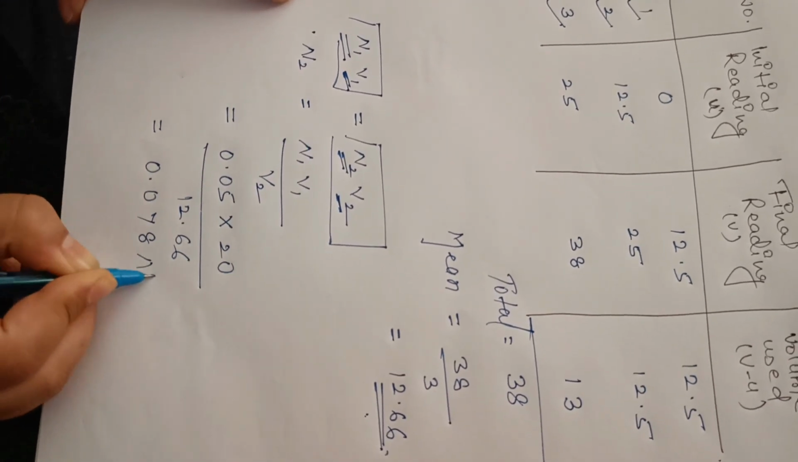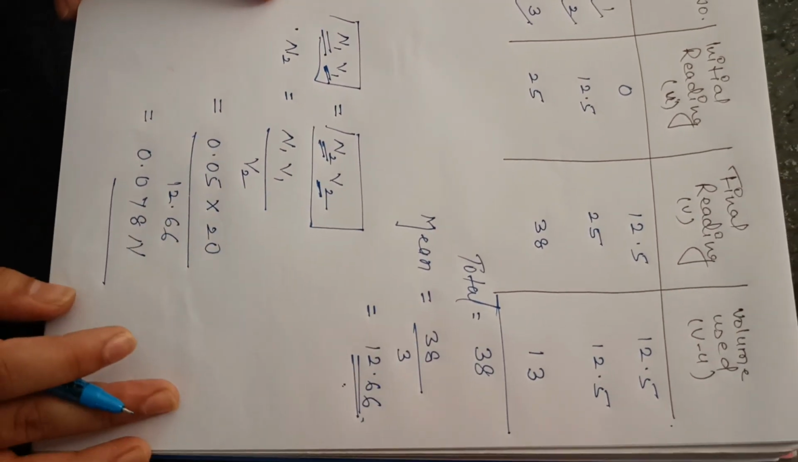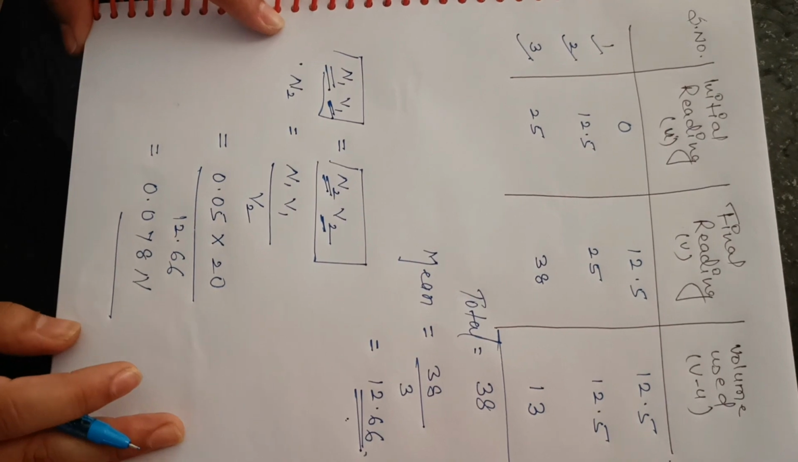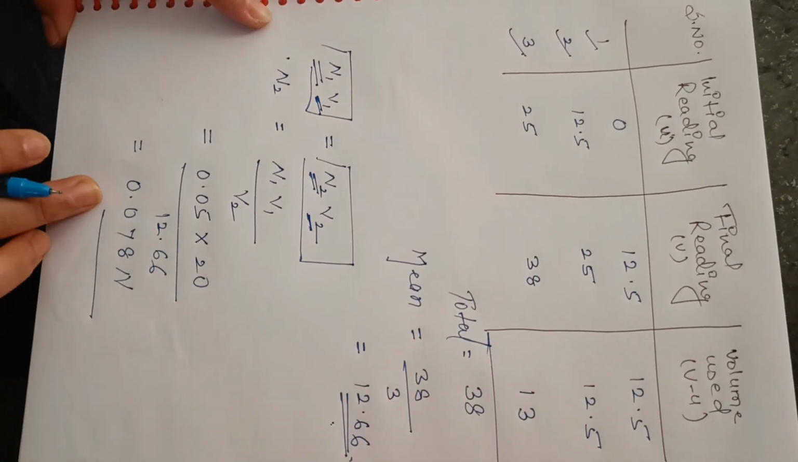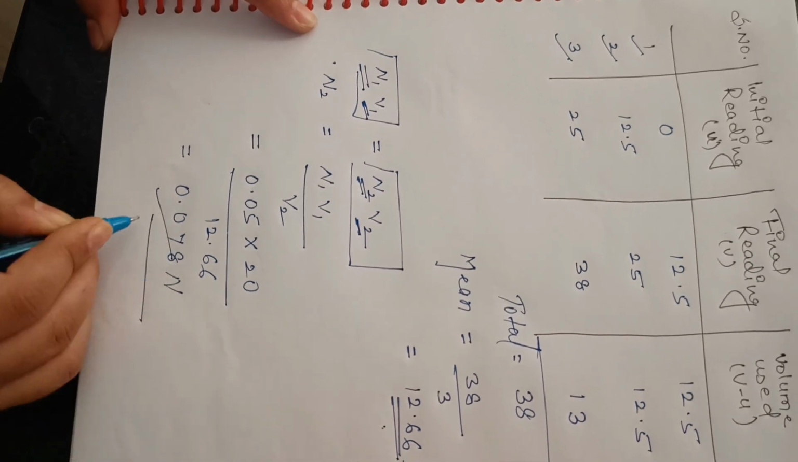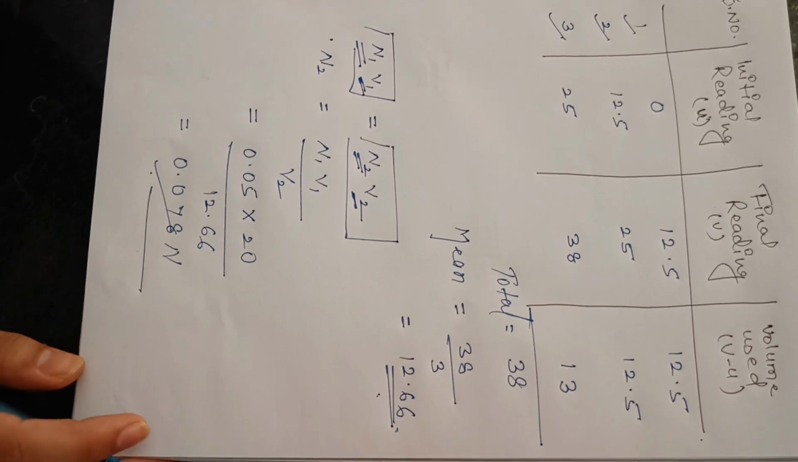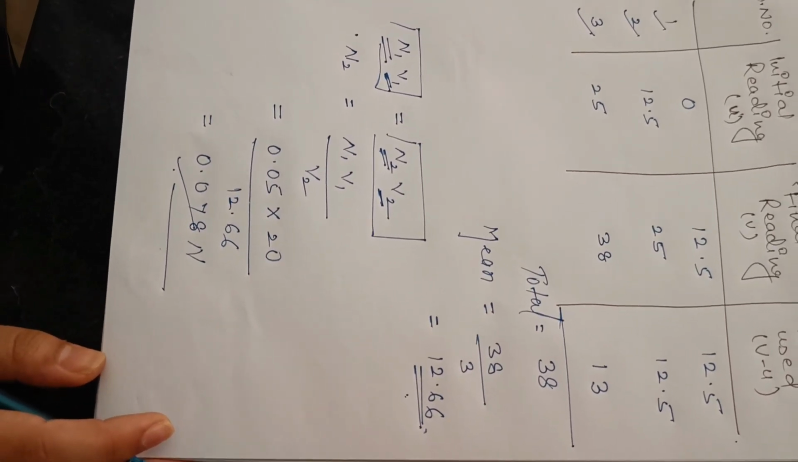0.078 normal. So after the titration of the disodium EDTA with MgSO4 using Eriochrome Black T, we are getting the normality of our disodium EDTA, that is 0.078. So this is all about the complexometric titration of disodium EDTA with MgSO4.